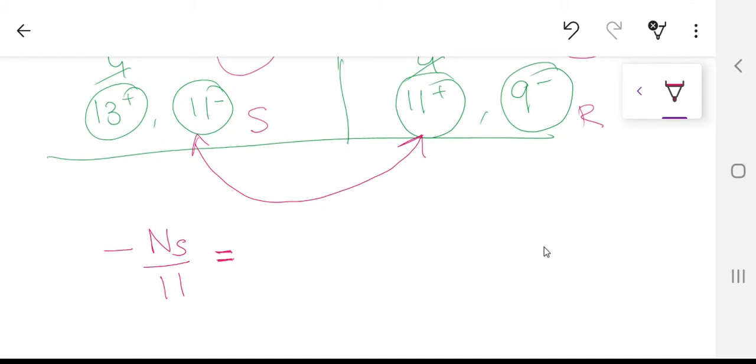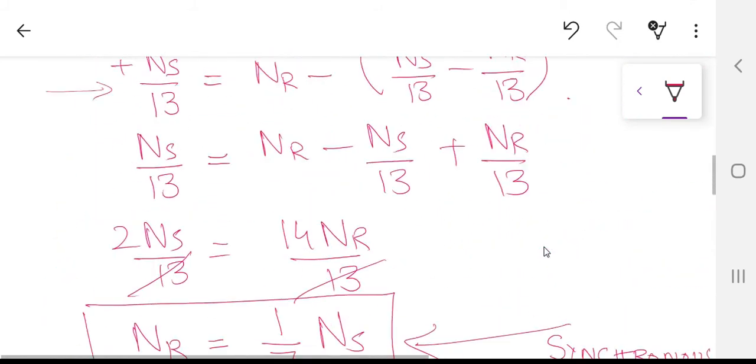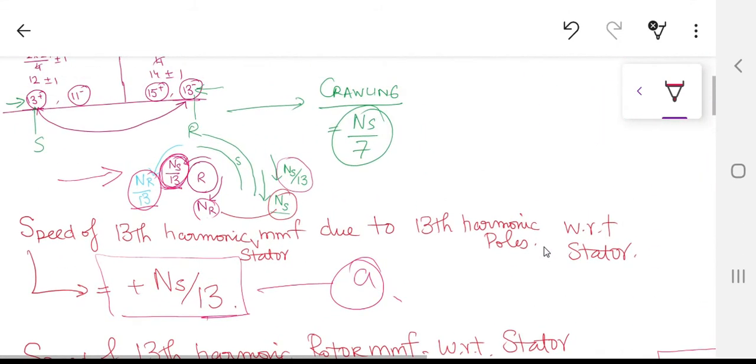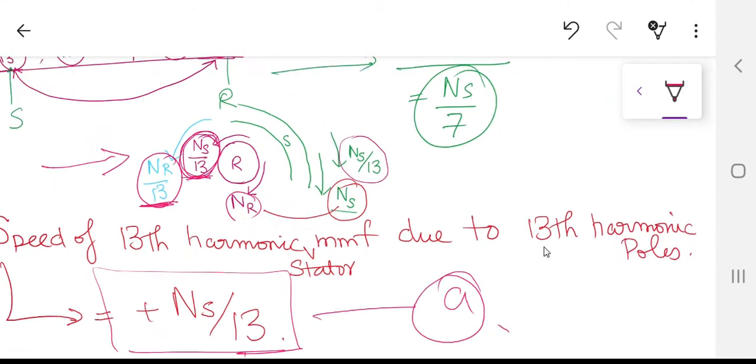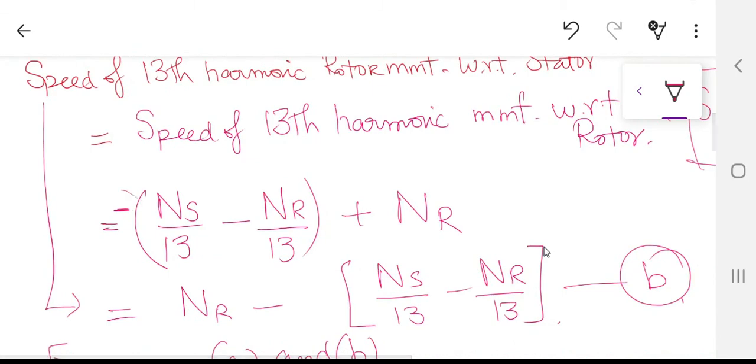So again, this time its sign is not going to be negative. Remember, if I go back to the diagram which you did just now, in that one, ns by 13 and nr by 13 were both moving in the opposite direction. Now ns by 11 in this case and nr by 11 are both going to be moving in the same direction. So this time you are not going to put a negative sign.